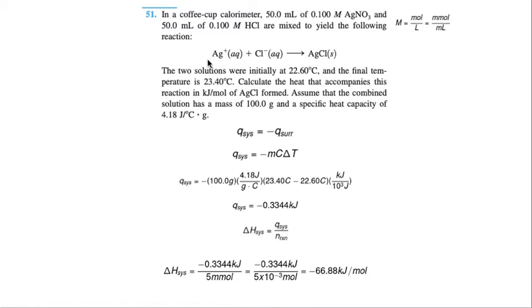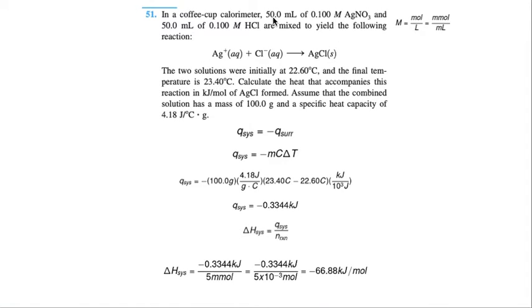So notice this is in 1-to-1. This is the net ionic equation because the nitrate ions and the hydronium will be spectators in this process. So it's only really the silver and the chloride that are reacting to form silver chloride solid. So this is the net ionic equation for this reaction.